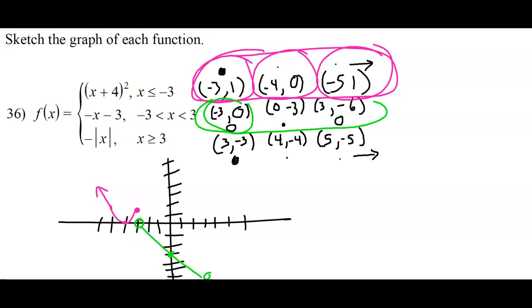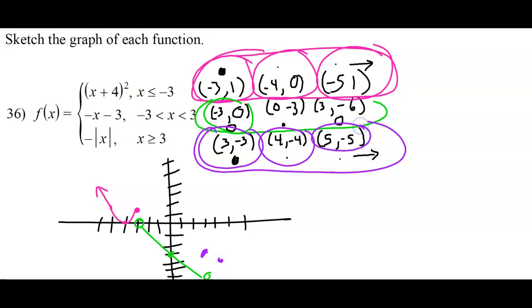All right, and then lastly, we have this. So I'm going to have a closed dot at 3, -3, another closed dot at 4, -4, and then another closed dot with an arrow at 5, -5. And there's my piecewise function. All right.